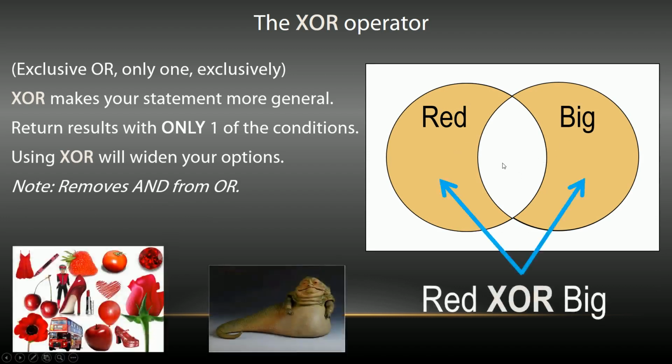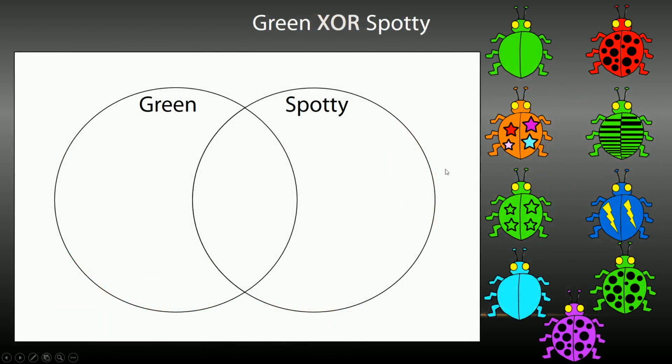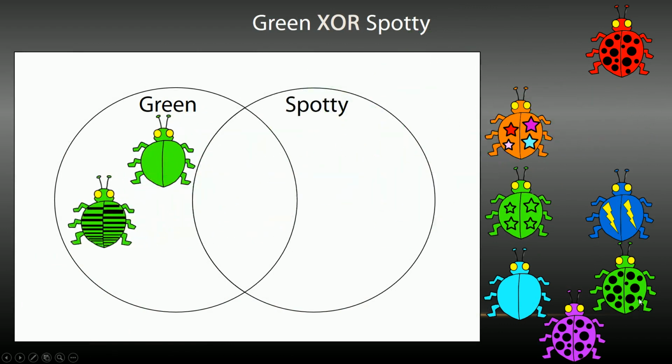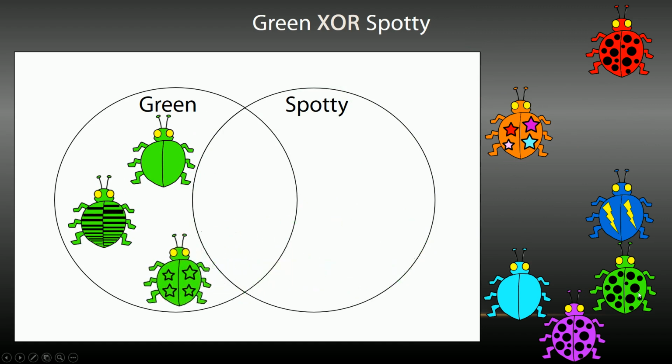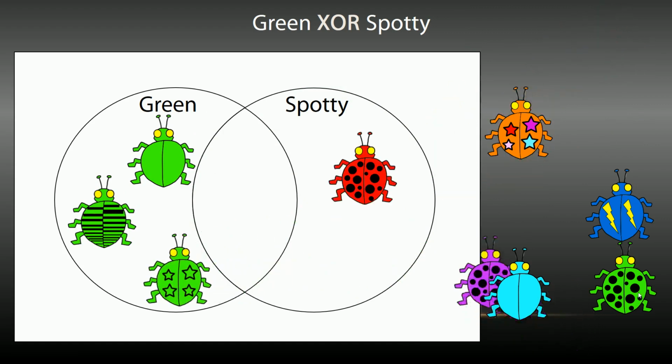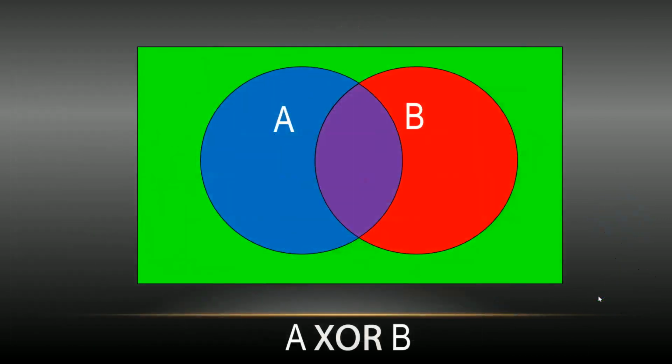Okay, so everything that's red exclusively or big would be everything that's red but not big, and everything that's big, like Jabba the Hutt, but not red. Okay, so that's how exclusive OR works. So green exclusive OR spotty would be all the green bugs that aren't spotty, which is this one here, so that one won't be included. Okay, and then all the spotty bugs that are not green. Okay, so that's how exclusive OR works.